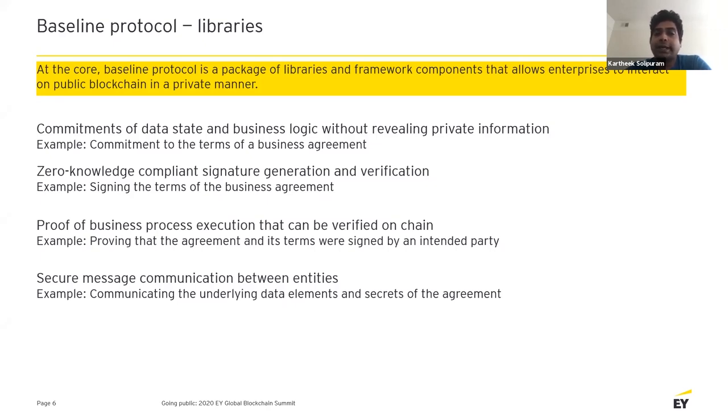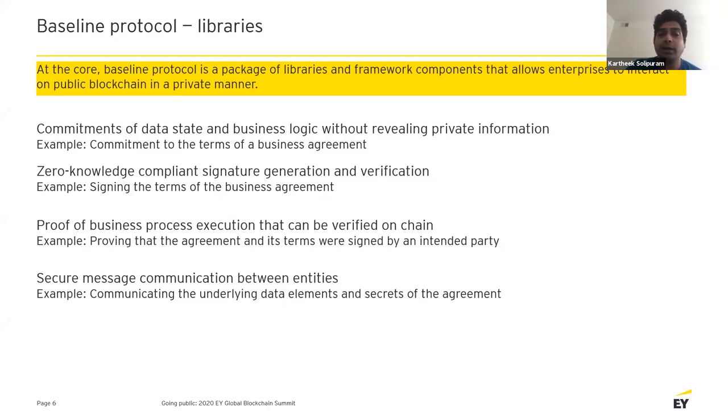So in the case of baseline, the idea is that we come up with a generic component in such a way that commitments, or these private data elements, are communicated without the private information being revealed. An example hashing scheme in this case is SHA-256. Now, while there are other choices, different enterprises may choose different hashing algorithms or different hashing schemes.